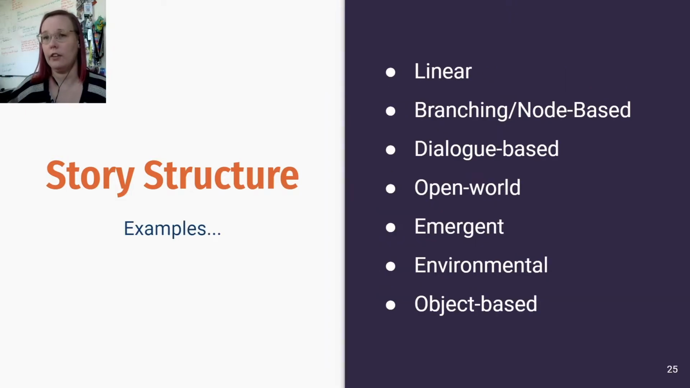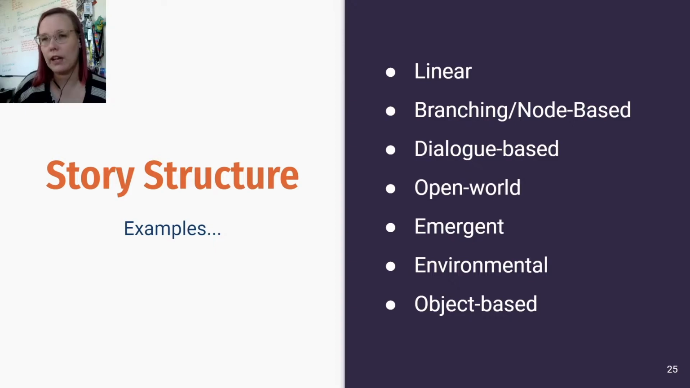You could have a linear structure, where the plot just goes beginning to end, in order, and there's no branching at all. You could have a branching or node-based structure, which we're going to look at in a few minutes. You could have a dialogue-based structure where everything progresses through dialogue. Disco Elysium is a little bit like this.